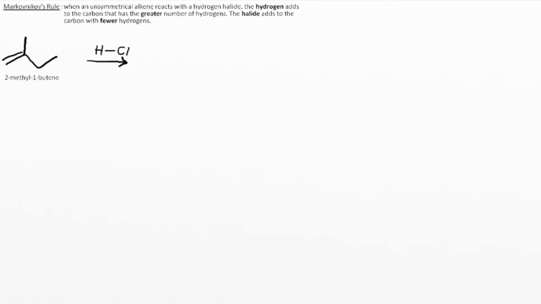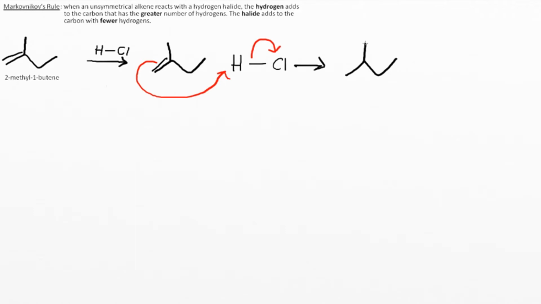Let's do another example. So let's take a look at this example. 2-methyl-1-butene. So let's start off again by looking at the double bond. So I have the double bond right here, HCl. The double bond will act as a nucleophile and attack the hydrogen. It will kick off this chlorine. So we form a molecule that looks like this. Question is, where did the hydrogen add?